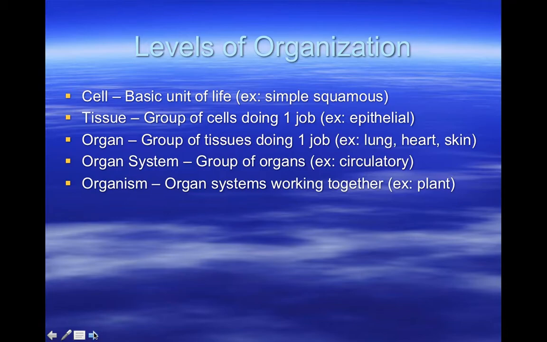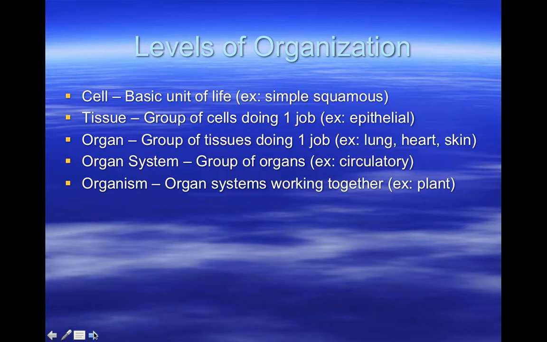Organ is a group of tissues doing one job. So like skin, different nerves, glands, they're all working together so that the skin can do one job. Organ system, a group of organs. The integumentary system is the skin system. They're all working together. The integumentary system works with the skin, and with other things, to help protect us. Organ systems working together.